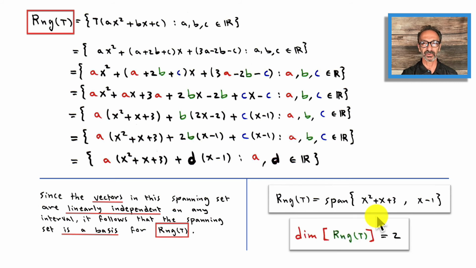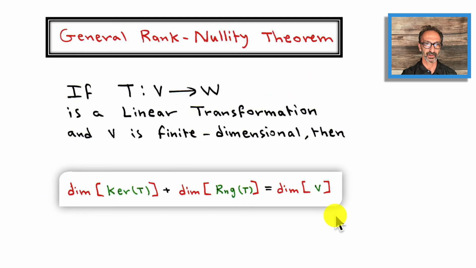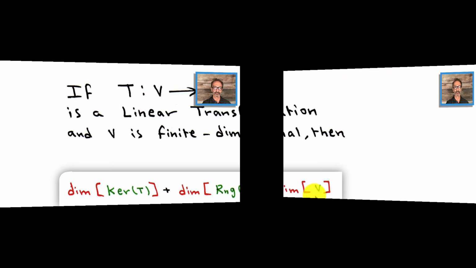I said only, it could be more, but I don't know why I said only. 2. Okay, let's now go back and visit the General Rank-Nullity Theorem. The General Rank-Nullity Theorem says if we have a transformation from V to W that is a linear transformation, and V is finite dimensional, then the dimension of the kernel plus the dimension of the range will be equal to the dimension of V.